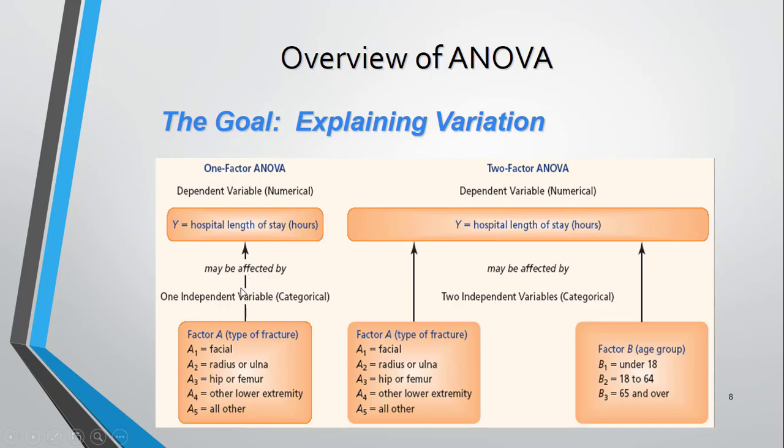be affected by the type of fracture: facial bone fracture, radius fracture, hip fracture, other lower extremity, or others. Or with 2-factor ANOVA, you can look at the length of hospital stay affected by the type of fracture as well as age group, if the person is under 18, 18 to 64, or 65 and older. This will be 2-factor ANOVA that we can look at.